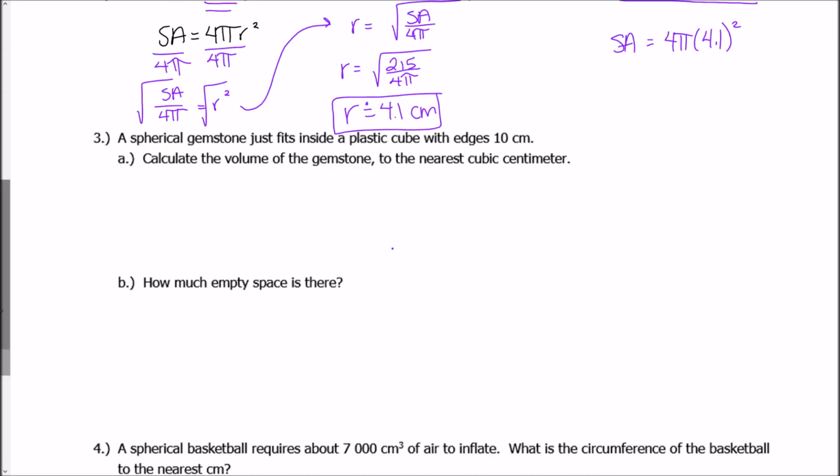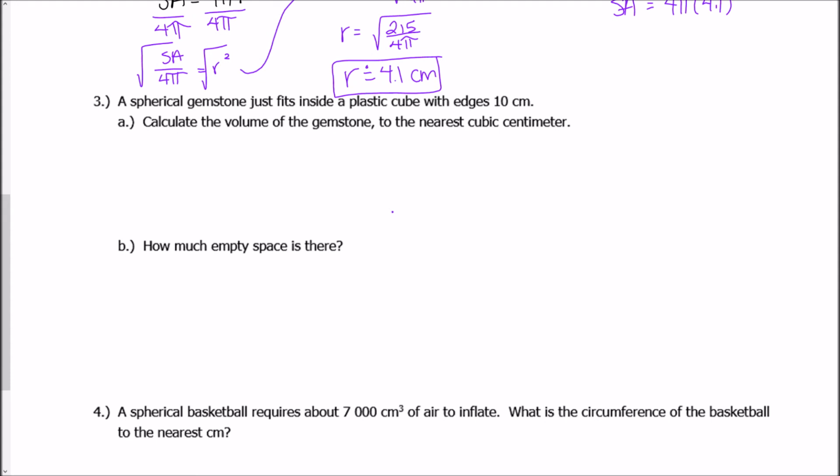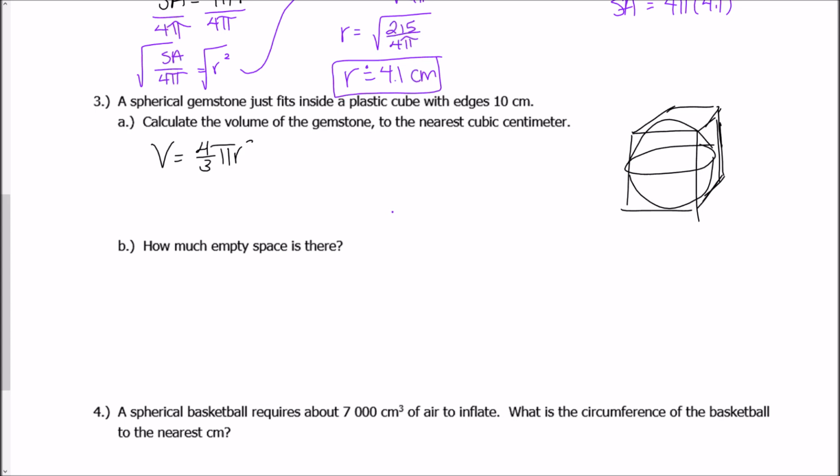A spherical gemstone fits inside a plastic cube with edges of 10 centimeters. So if I have a cube right here, and it has edges of 10 centimeters. So this is my cube, okay? And we have a spherical gemstone inside of here like that, okay? And it fits exactly inside of it. So calculate the volume of the gemstone. Well, to find the volume of a sphere, we would do 4/3 pi r cubed.